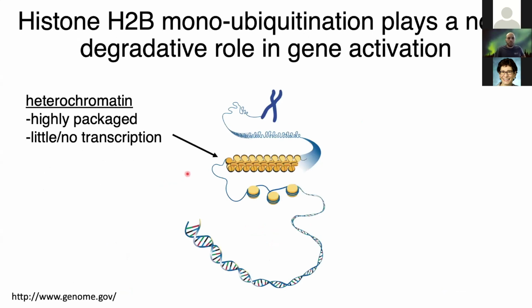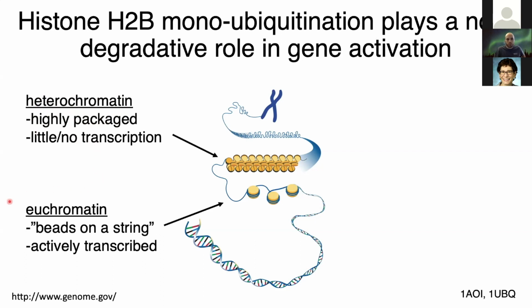Now, in eukaryotic cells, all processes that require access to DNA are regulated by these post-translational histone modifications. And very broadly speaking, these histone modifications can be grouped into silencing marks, which are found primarily in heterochromatic regions where the DNA and nucleosomes are highly packaged and very little transcription occurs, and activating marks, which are found in euchromatic regions where the nucleosomes are more well spaced out in a beads-on-a-string type arrangement, and active transcription occurs in these regions of the genome.